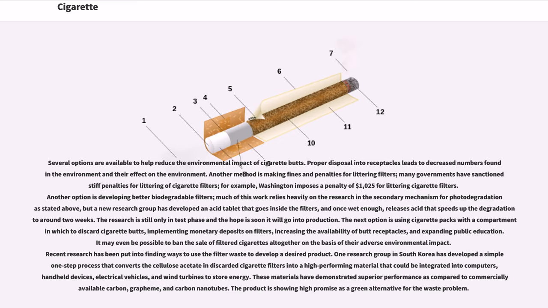One research group in South Korea has developed a simple one-step process that converts the cellulose acetate in discarded cigarette filters into a high-performing material that could be integrated into computers, handheld devices, electrical vehicles, and wind turbines to store energy. These materials have demonstrated superior performance as compared to commercially available carbon, graphene, and carbon nanotubes. The product is showing high promise as a green alternative for the waste problem.